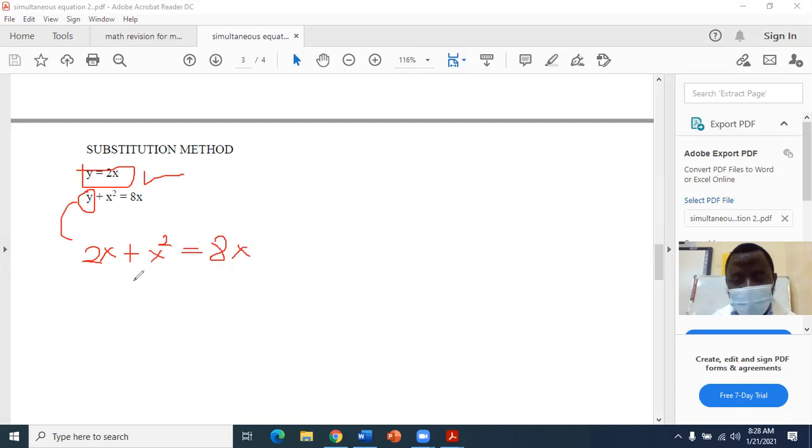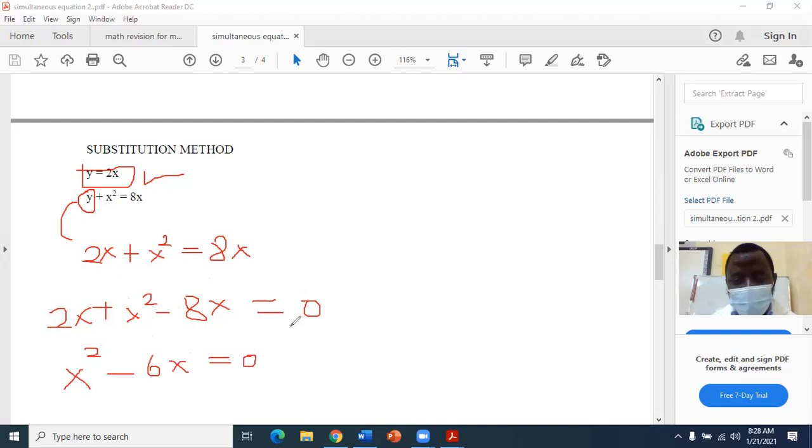Are you following? Good. So what I do, I will bring 8x to the other side, to the left. So I have 2x plus x squared minus 8x is equal to 0. When you take 8x to the left, it becomes minus. That's why I have minus here. Now, 2x minus 8x will give you minus 6x. So x squared minus 6x is equal to 0.